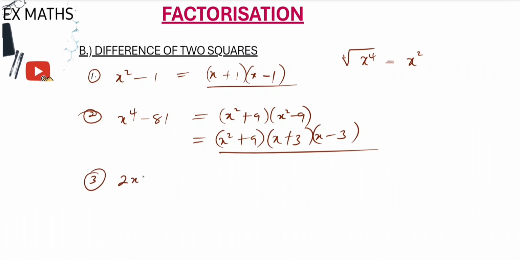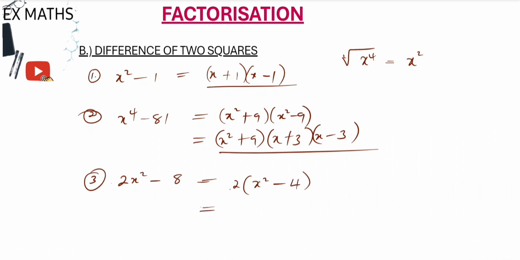3, 2x squared minus 8. If we check this one, 2 is not a square number, 8 is not a square number. But we have a common factor between 2 and 8. So we need to start by taking out a common factor first, which is 2. Then 2x squared divided by 2, we get x squared. Then minus 8 divided by 2, we get a 4.